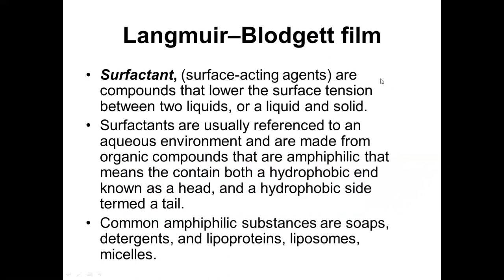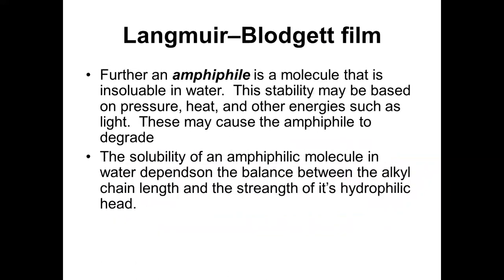So what we'll have to do is define some of these things more, like what a surfactant is. A surfactant is a surface acting agent. These are compounds that lower the surface tension between two liquids or a liquid and a solid. Surfactants are usually referenced to an aqueous environment, or are made from organic compounds that are amphiphilic. That means they contain both a hydrophobic end and a hydrophilic side. Examples of amphiphilic substances are soaps, detergents, lipoproteins, liposomes, and micelles.